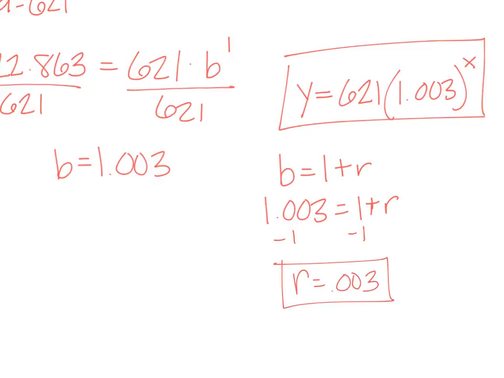Now if you could just look at that going, oh, it's 0.003 above 1, so my rate is 0.003, go for it. But if you have to do this little equation, that is just fine as well. So those are your two, your equation and your rate.